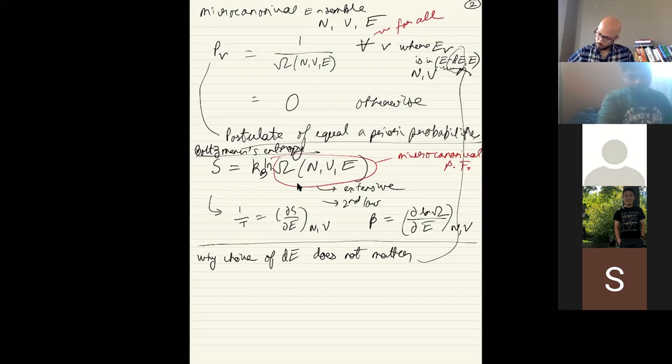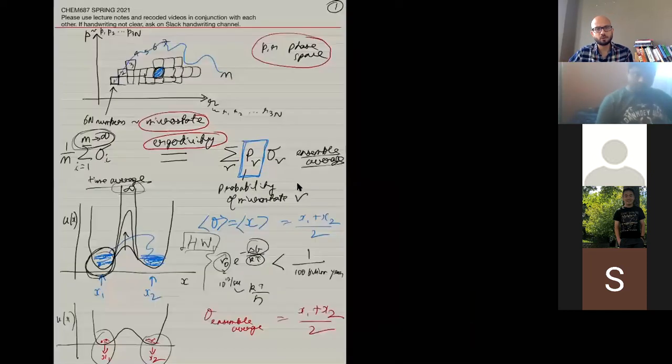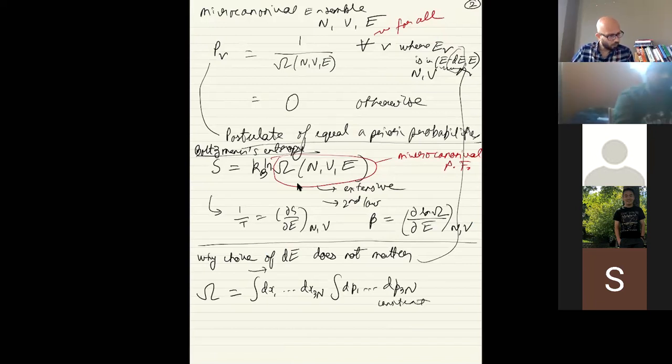We said that omega is the number of microstates in this phase space. It is the volume of phase space that is consistent with what you are trying to do. So what is the volume of phase space? Well, it's a volume integral. It is dx1 through dx3n, dp1 through dp3n. All of this has to be consistent, and we were doing this for n non-interacting particles in volume V.